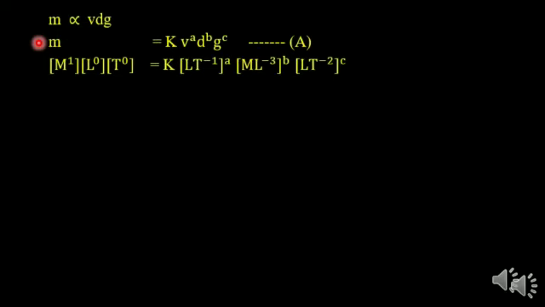Replace these quantities by the corresponding dimensions. Then the equation is M to the power of 1, L to the power of 0, T to the power of 0 equals k into L T to the power of minus 1 all to the power of a, M L to the power of minus 3 all to the power of b, L T to the power of minus 2 all to the power of c.